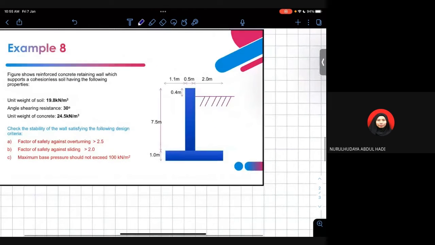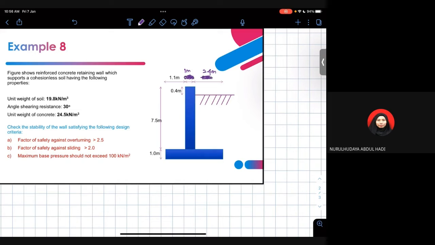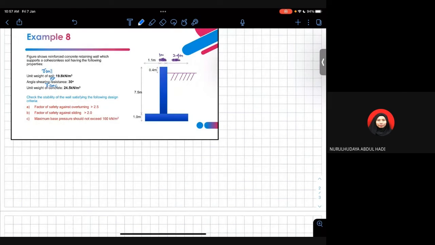We look at example 8. Example 8 ni pun I nak tukar value ni. A figure shows reinforced concrete retaining wall which support a cohesionless soil having the following properties. Unit weight of soil 19.8, angle of shearing resistance which is the theta 30 darjah, unit weight of concrete is 24.5. Check the stability of the wall satisfying the following design.